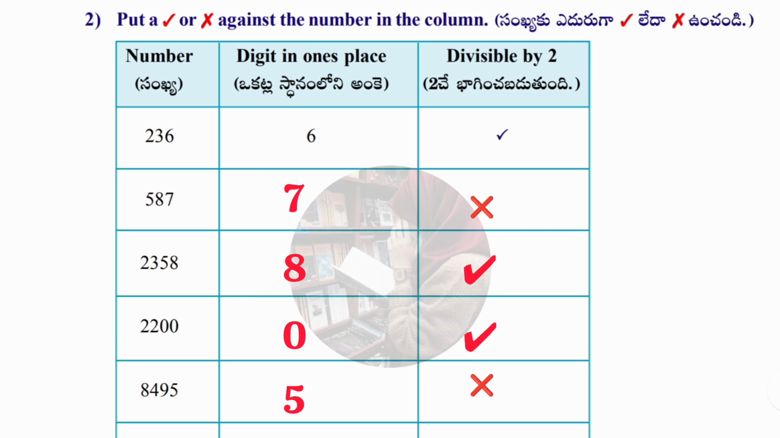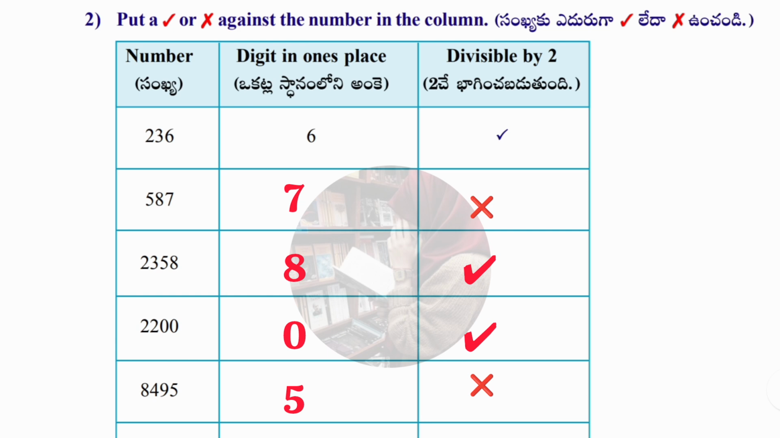Okay, now we'll move to the second Roman, which is: put a tick or cross mark against the number in the column. Here one table is given in which we have 3 columns. The first column is the numbers given, the second column is the digit in ones place. Ones place means unit place also, the last digit of the number. Then divisibility by 2 means we have to check whether the given number is divisible by 2 or not. If it is divisible, we have to put a tick mark. If it is not divisible, we have to put a cross mark.